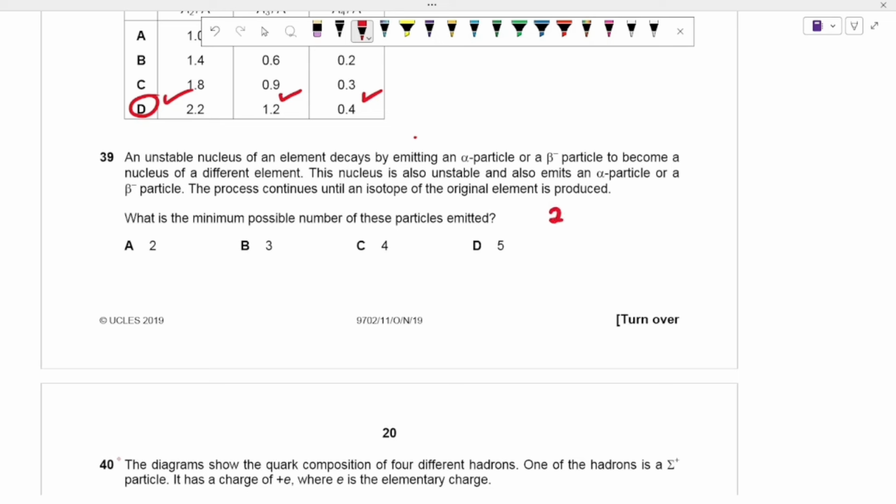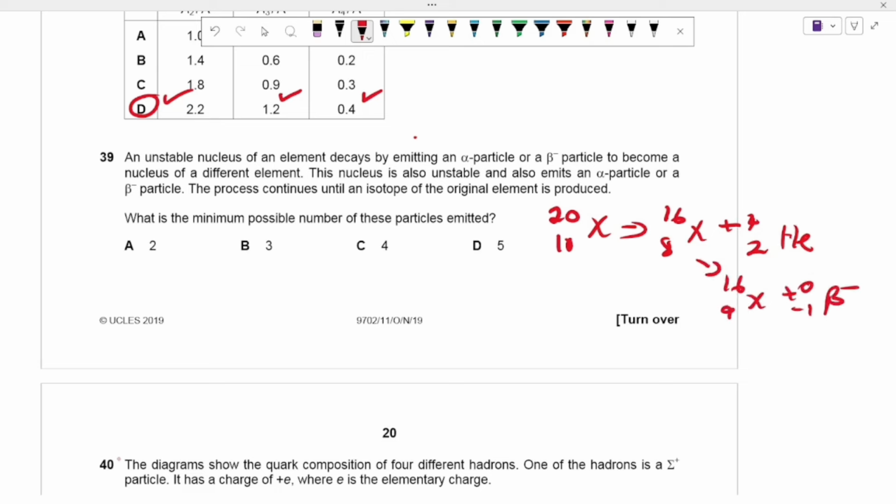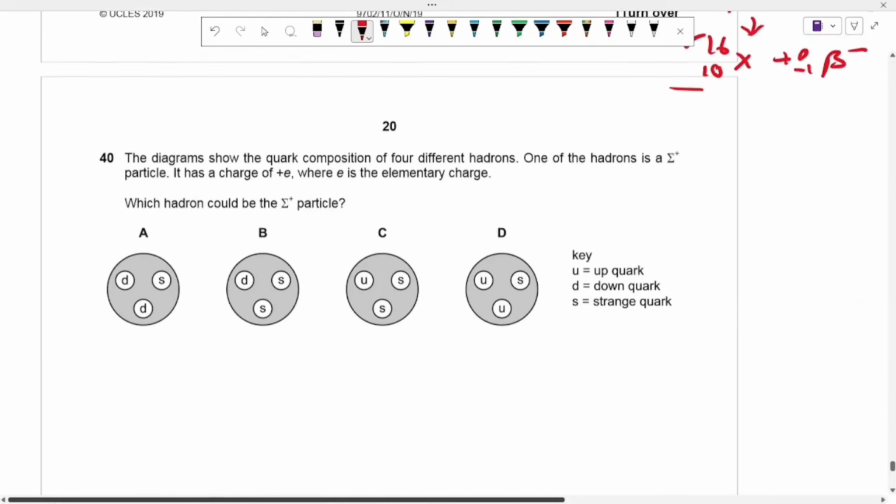So if we start with, let's take a random example, 20 and 10, and this is X. If it undergoes alpha decay, it's going to be 16, 8 X plus 4 2 He. If it undergoes beta decay, it's going to be 16 9 X plus 0 negative 1 beta negative. If it undergoes another beta negative decay, 16 10 X plus 0 negative 1 beta minus. This is an isotope, same number of protons but different number of neutrons. So how many particles have we emitted? 1, 2, 3, and the answer will be B.